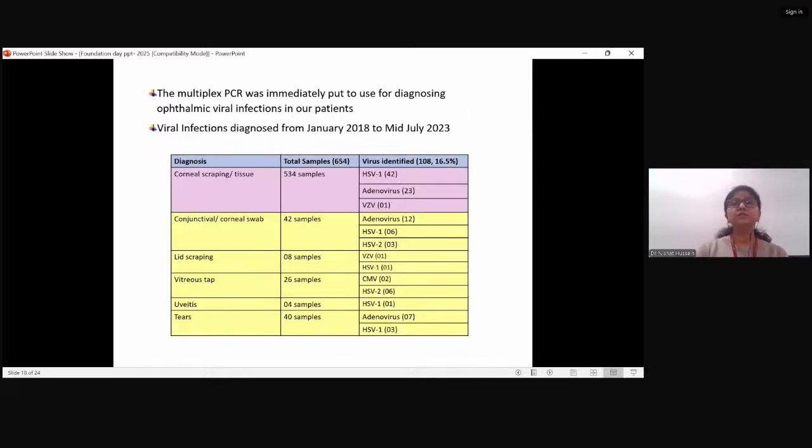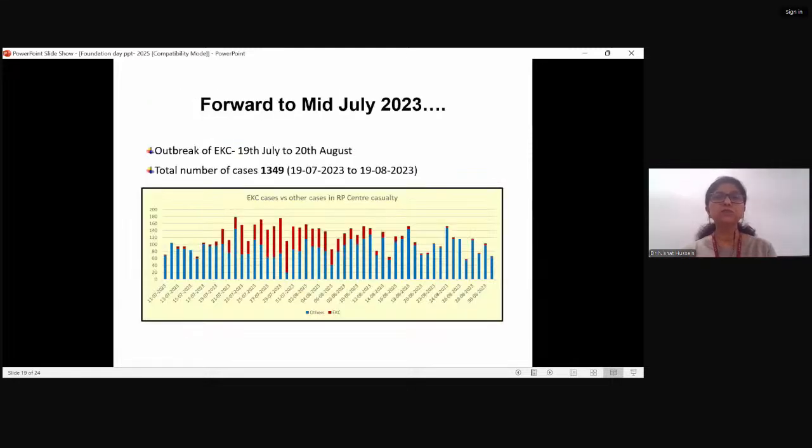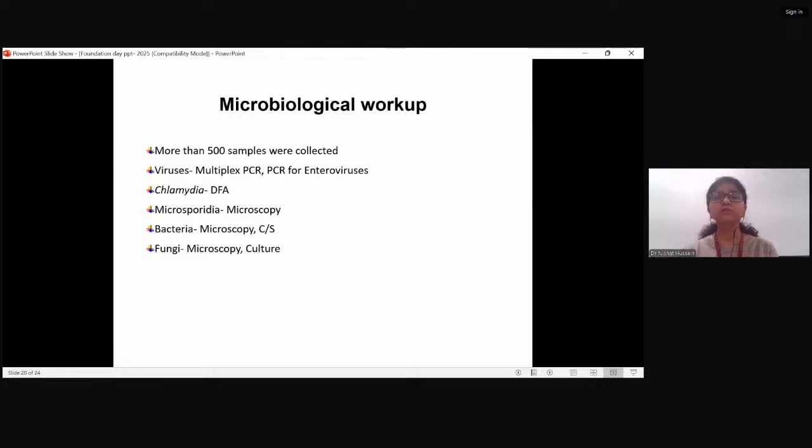The multiplex PCR was immediately put to use for diagnosing ophthalmic viral infections in our patients, and these are our real-time results. In case of corneal scraping or tissue, herpes simplex virus is the most common virus identified, followed by adenoviruses, and in case of conjunctival or corneal swabs, adenovirus is the most common virus, followed by herpes simplex viruses. So when faced with the bigger challenge, because of the wherewithal in place, we could do the microbiological workup for most of our cases.